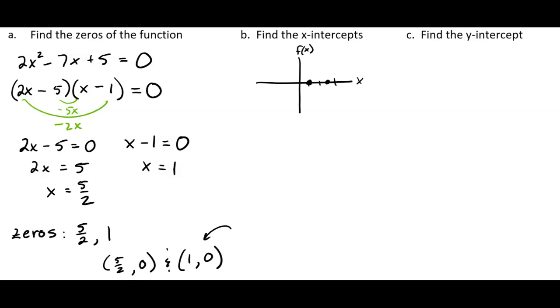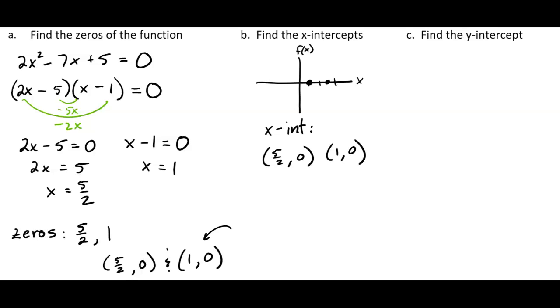That's also an x-intercept. So when we have these quadratic functions, a lot of times they want us to find the zeros or the x-intercepts. But it's really the same point. You just have to write it how you're going to write it. So we're going to write the x-intercepts as ordered pairs. So the x-intercepts are 5 over 2, 0, and 1, 0.